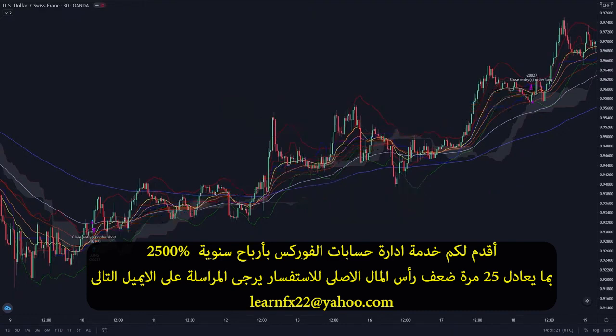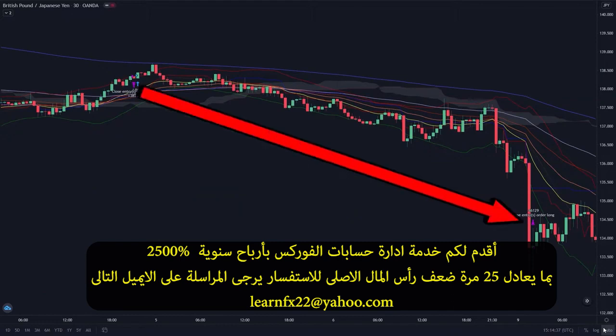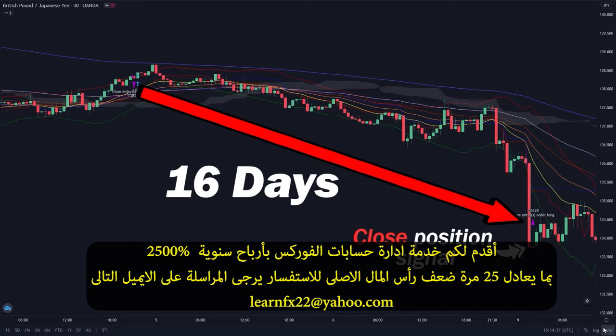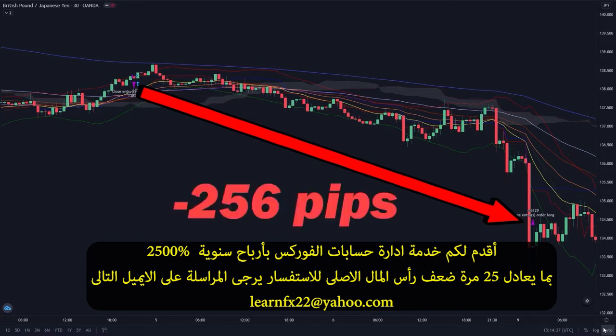On the contrary, you will also take heavy losses. Like this trade, it went downhill for 16 days straight before the indicator displayed a close position signal, resulting in us losing a massive 256 pips.